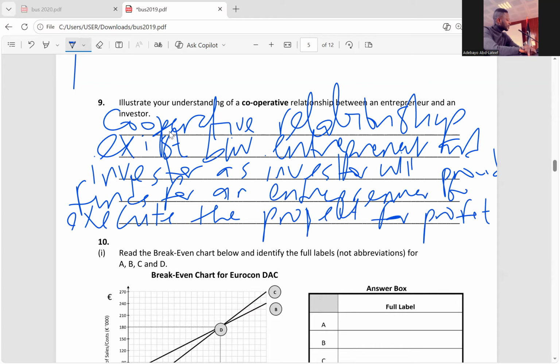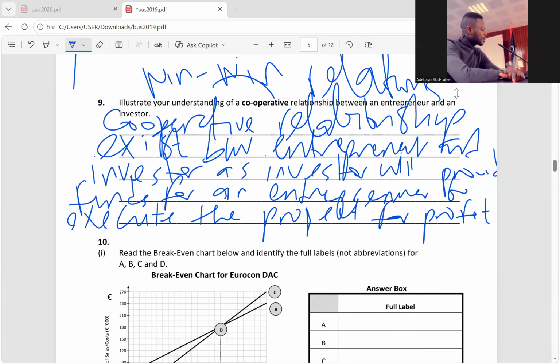So the reward of an entrepreneur is profit. Now, the reward for an investor is return on investment. So return on investment and profit are what? Rewards for both of them. So it is a cooperative relationship. And for every cooperative relationship, it's a what? A win-win situation. I think that is clear. It's a win-win. So cooperative is what? Win-win relationship. I think that point is clear. So question 9 is done.